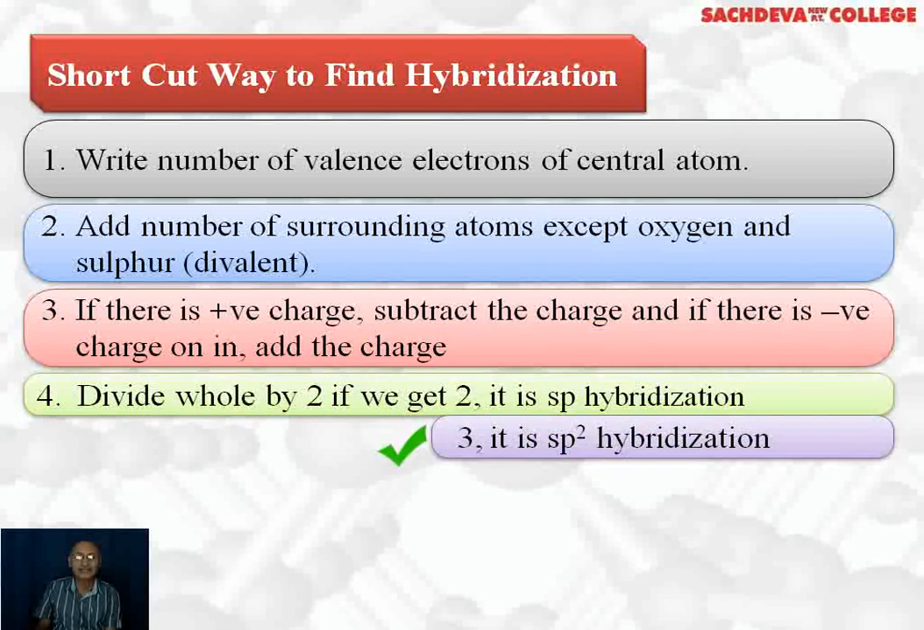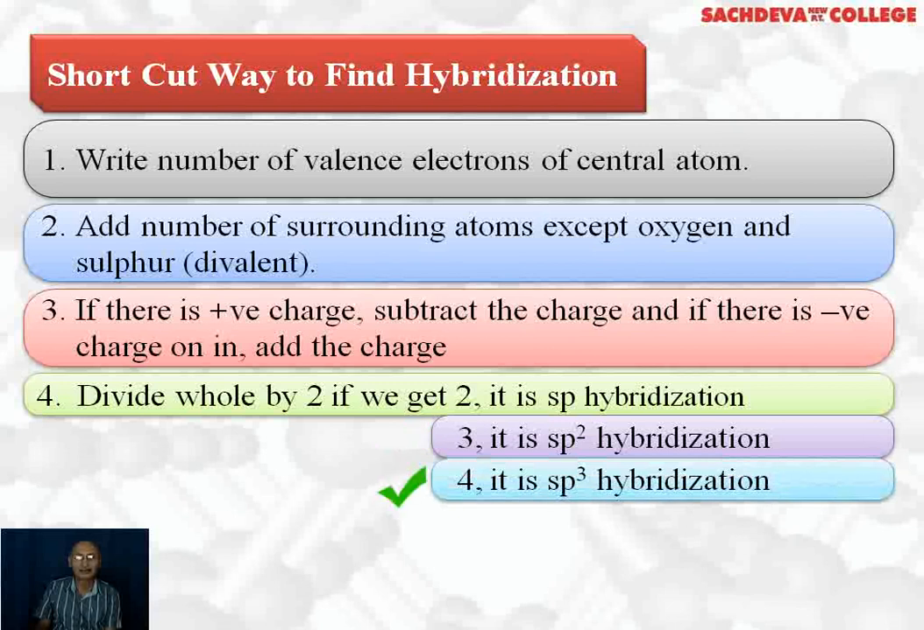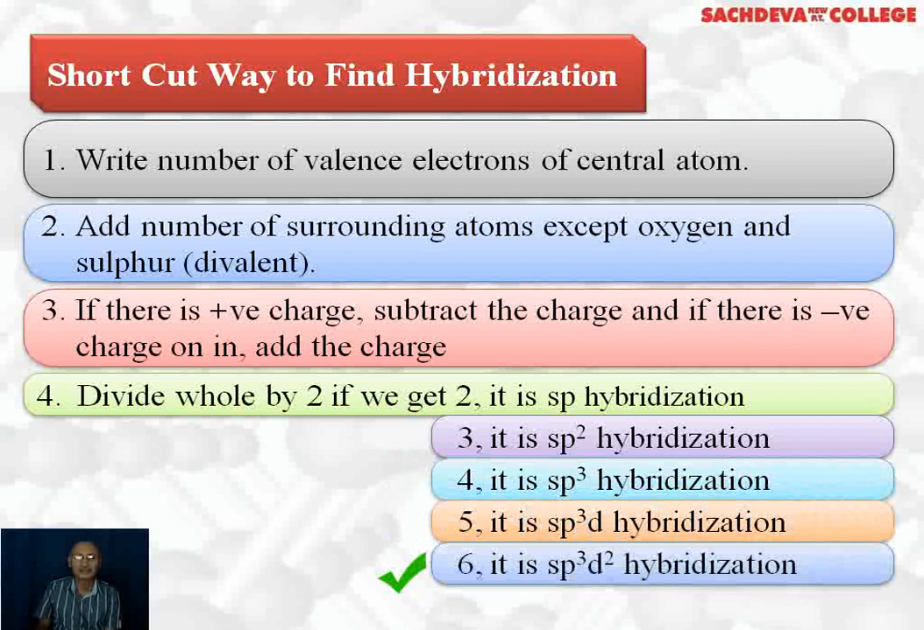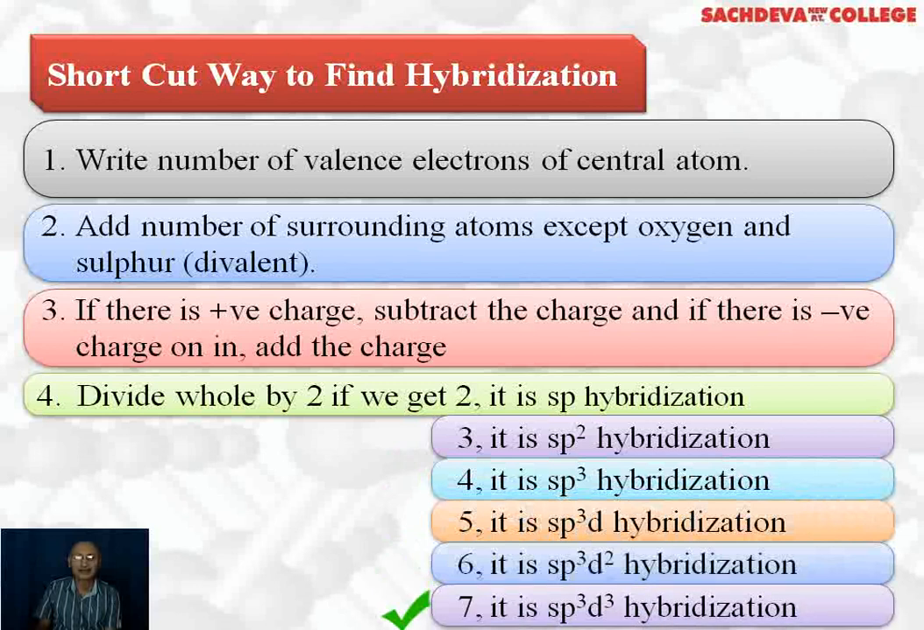If it is 3, sp2 hybridization. 4, sp3 hybridization. 5, sp3d. 6, sp3d2. And 7, sp3d3 hybridization. So this is the most important and easiest way to find out hybridization.